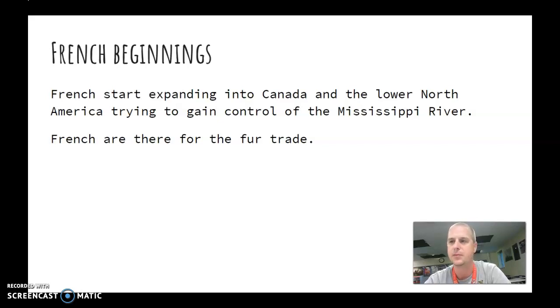And they want to control the Mississippi River because of what's going to be known as New Orleans. And so they want access to the Caribbean Ocean and a waterway that takes them all the way back to Europe.